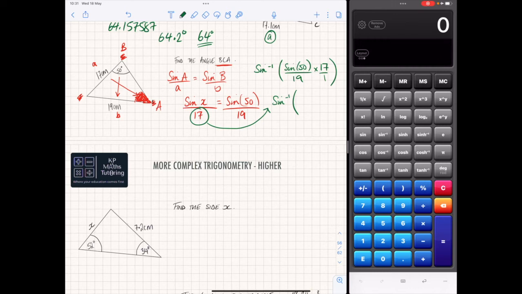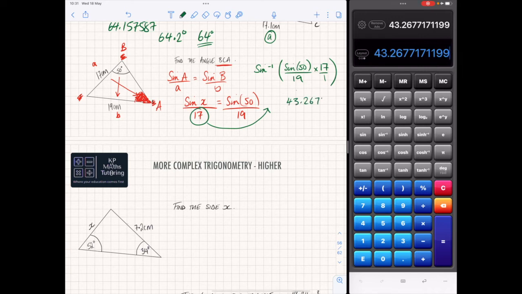Now on a calculator, if you have a proper fraction button, you can use that. For me, I obviously don't have that, so I'm going to put the top part of it, sin 50, in brackets, times 17, close bracket, so that's the top part of the fraction, and then that's all divided by 19, and then I'm going to close that bracket, and I end up with an answer of 43.26.